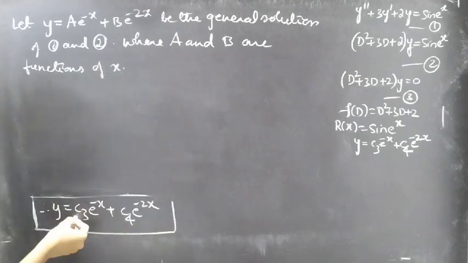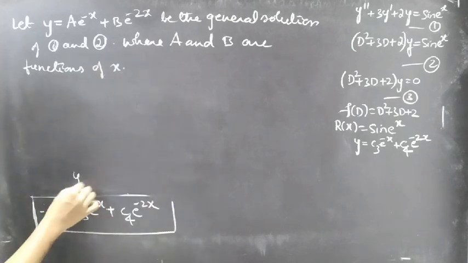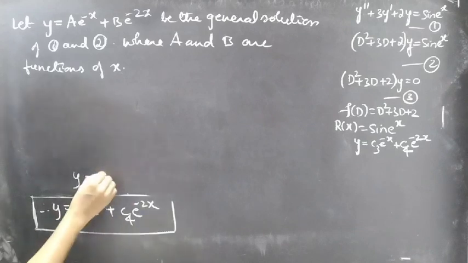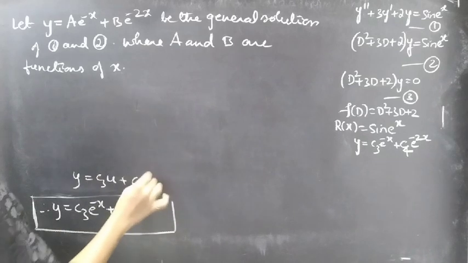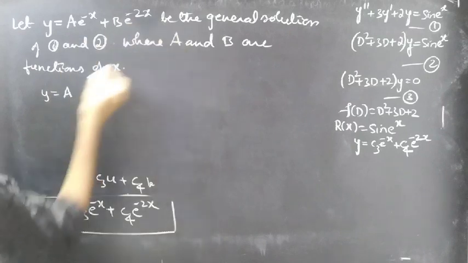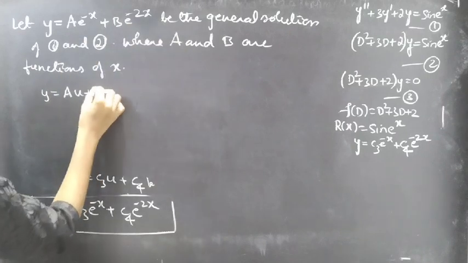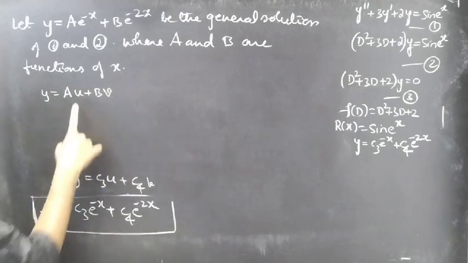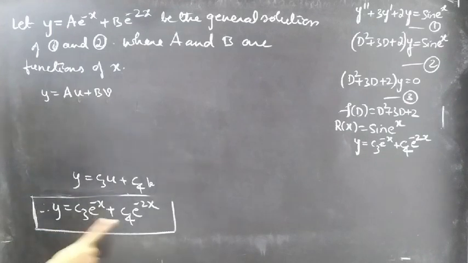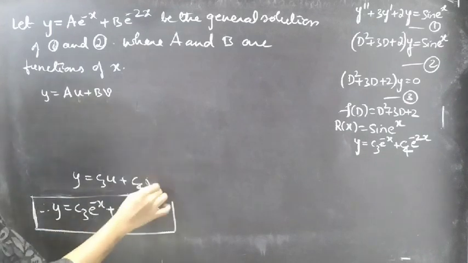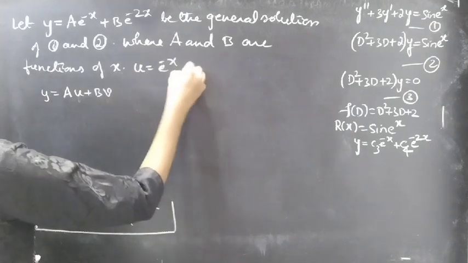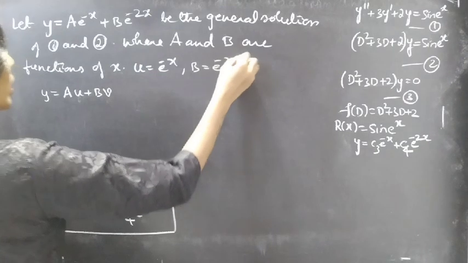Okay, now just compare y equal to C3 e power minus x plus C4 e power minus 2x with C3 u plus C4 v, or this y equal to A e power minus x plus B e power minus 2x with Au plus Bv. From this you will get u equal to e power minus x, v equal to e power minus 2x. See, u equal to e power minus x and v equal to e power minus 2x, right?